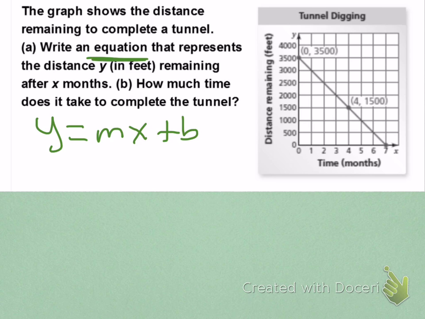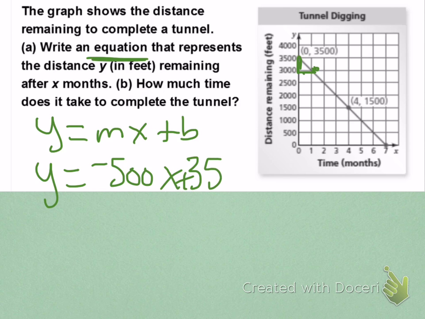Okay, so let's find the slope. So as you can see, it's changing by 500 each time. So I'm going to go from point, and it hits the line right here. So I don't have to go all the way down to the other point. So I go down 500, and the x-axis is increasing by 1. So down 500, right 1. So my slope is negative 500. My y-intercept is 3,500, so plus 3,500. So my equation is y equals negative 500x plus 3,500.